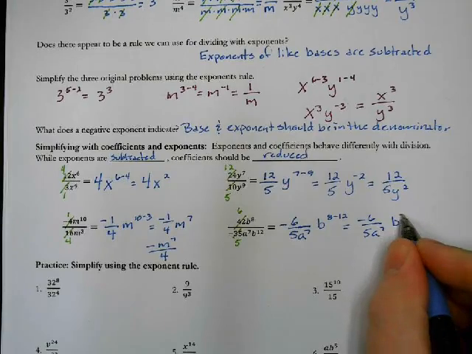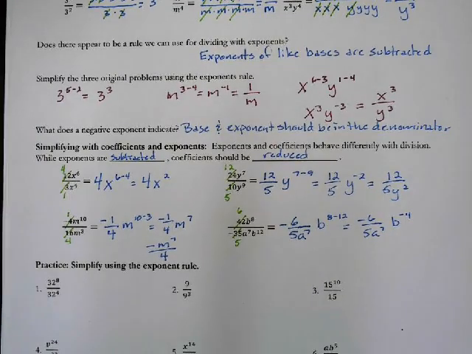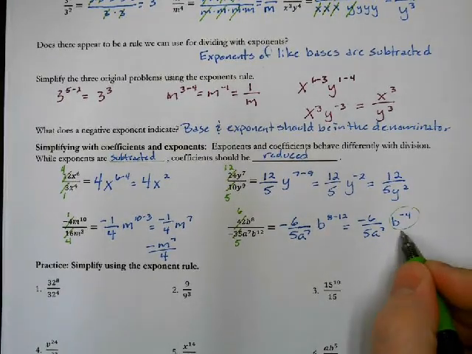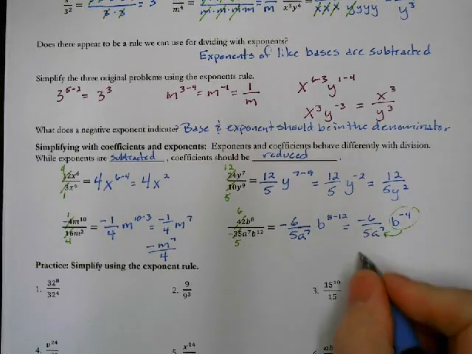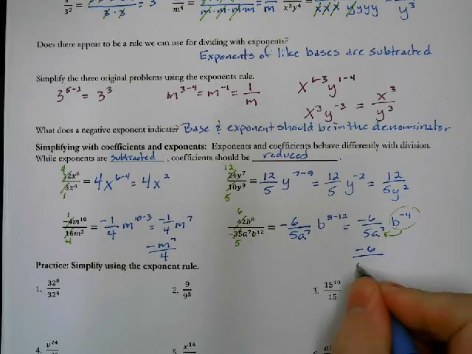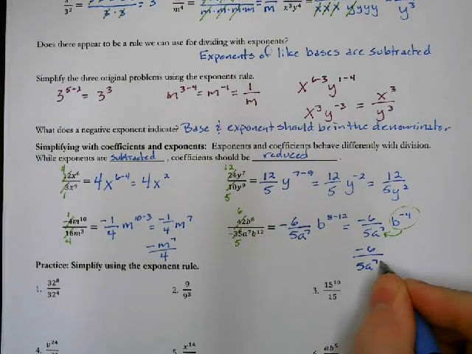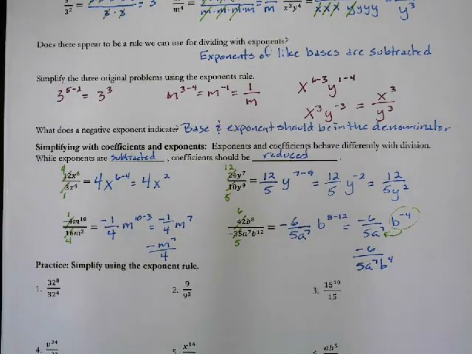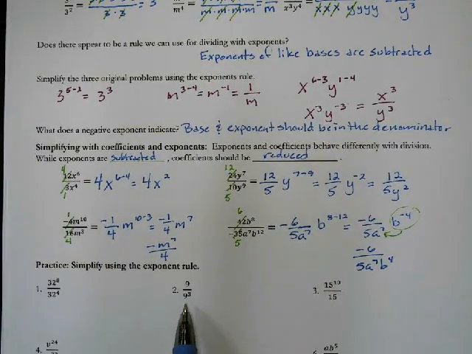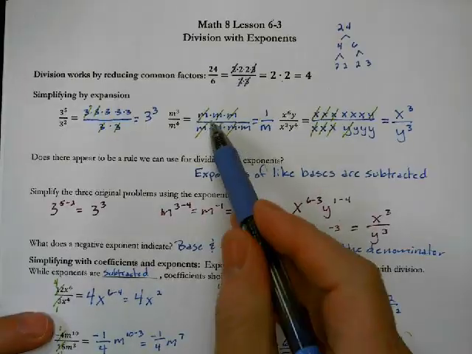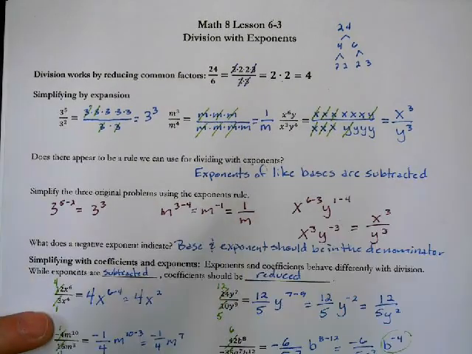All right, negative exponent. That means this belongs in the denominator. Final answer would be -6 over 5, a to the 7th, b to the 4th. Remember, you can always expand these if you can't remember what the rule is. Expand it like we did up here, and then just start reducing them down to ones.